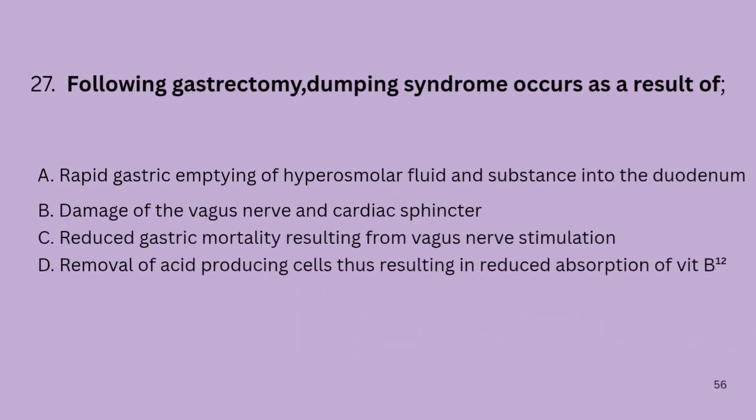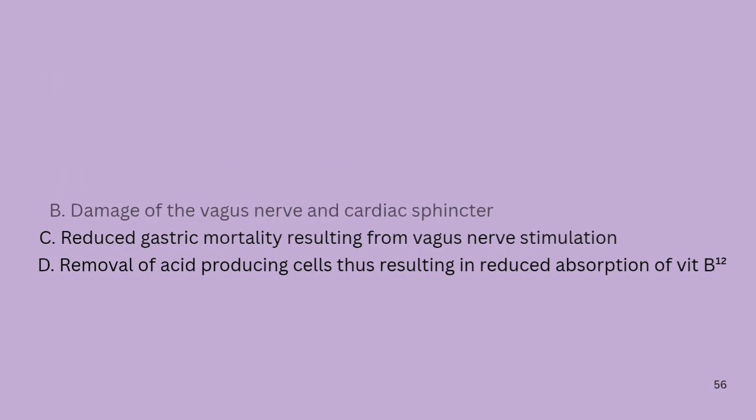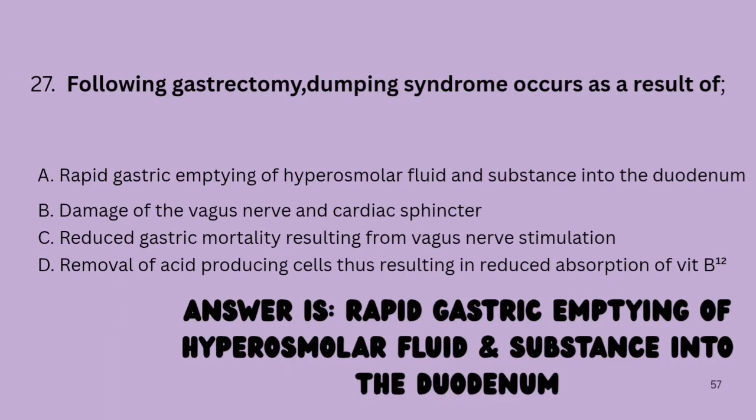Number 27. Following gastrectomy, dumping syndrome occurs as a result of rapid gastric emptying of hyperosmolar fluid and substance into the duodenum, damage of vagus nerve and cardiac sphincter, reduced gastric motility resulting from vagus nerve stimulation, removal of acid-producing cells thus resulting in reduced absorption of vitamin B12. The answer is rapid gastric emptying of hyperosmolar fluid and substance into the duodenum.